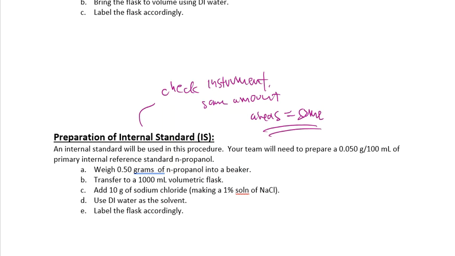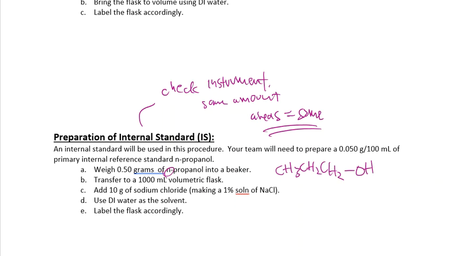So an internal standard will be used. It tells you how to make it. You're going to weigh out 0.5 gram of N-propanol into a beaker. Prop means 3 for you organic people. Prop, 3 carbons, CH2, CH2, CH3, and then off of this is an OH group. The N means normal, so that means it's a straight chain with the OH hanging out at the end.